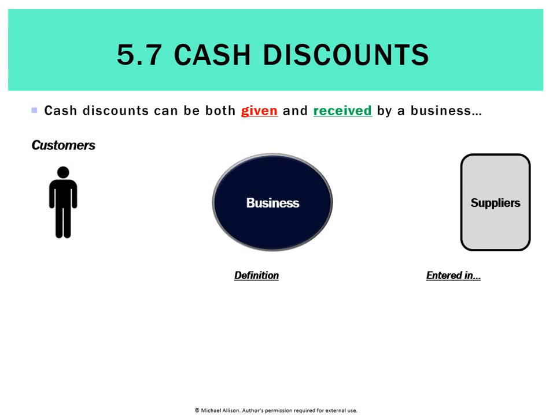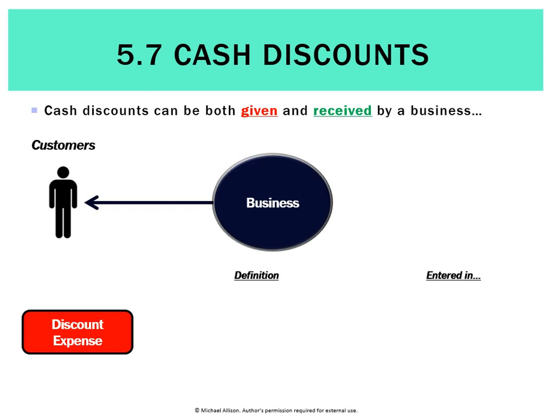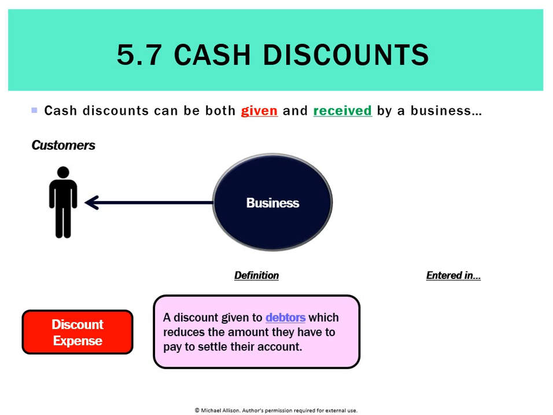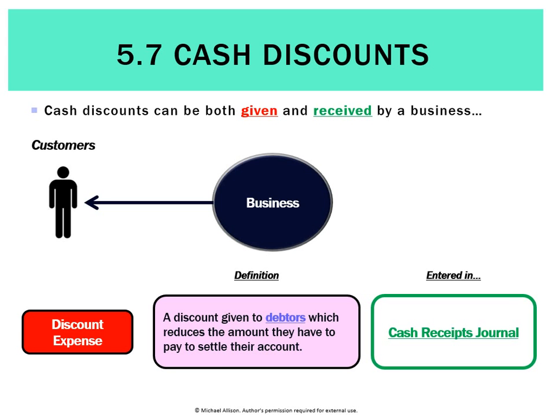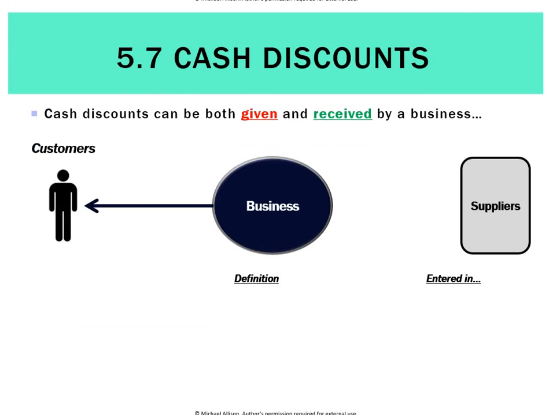It's important to remember we can both give and receive discounts. As a business, if we give one to a customer, that's called a discount expense, and we'll define that as a discount given to debtors which reduces the amount they have to pay to settle their account. We'll enter that in the cash receipts journal because when debtors pay us back, that's where it goes. So we might as well record our expense in there as well.